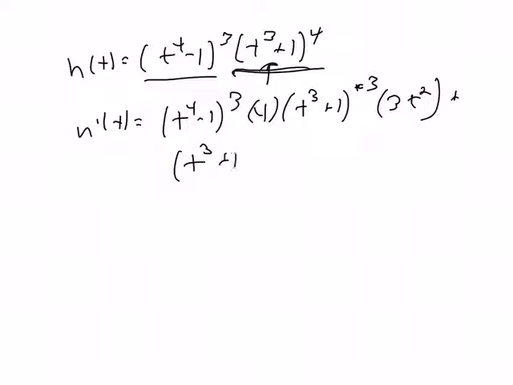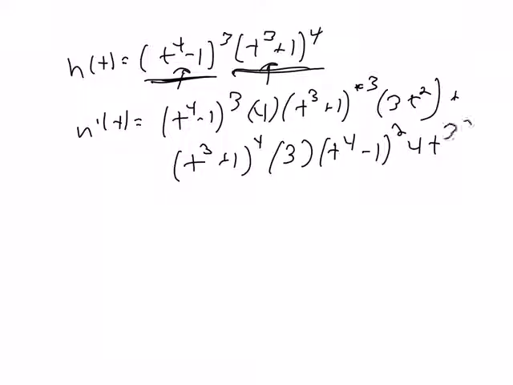plus, and now I'm leaving this the same, so I get t to the 3rd power plus 1 to the 4th power times the derivative of that, so I get 3 times t to the 4th power minus 1, all this squared, and then the derivative of the thing inside, which will give me 4t to the third power.